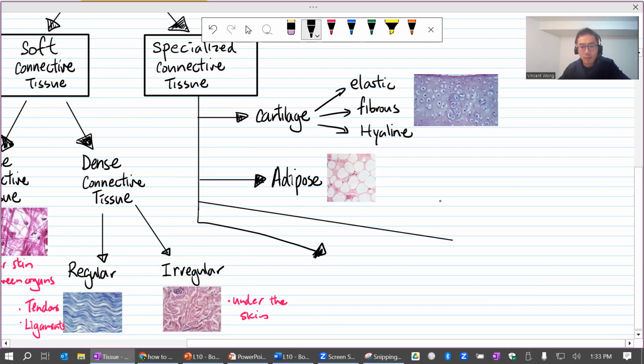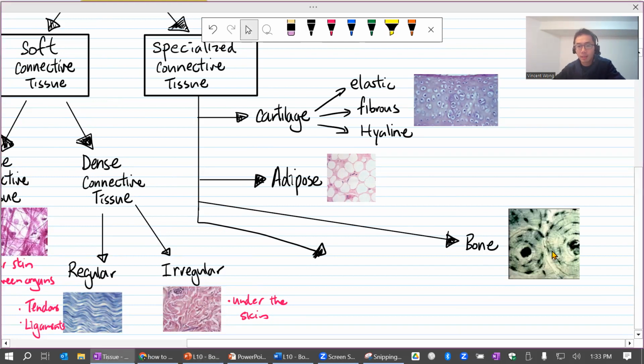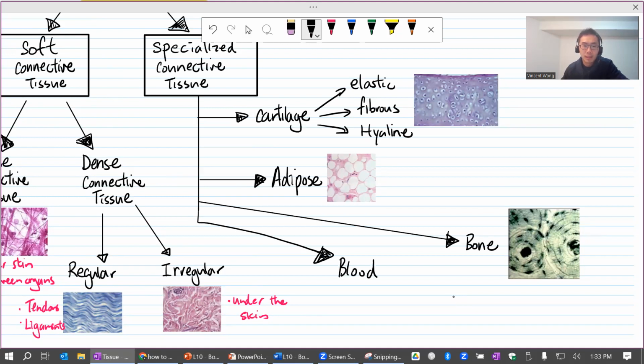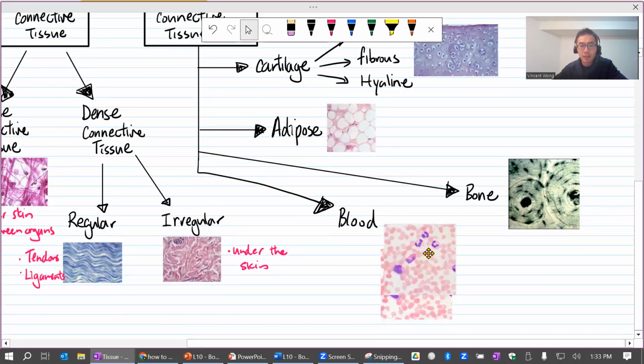All right, another one. We have two more. Bone tissue. Yeah, bone. That's good. If you remember cartilage, you're going to remember bones. Bones, you know it's bones because they look like tree rings. They are for support and movement. And then the last kind, blood. We have the plasma, which is the liquid portion of the blood, and then we have red cells and white cells.